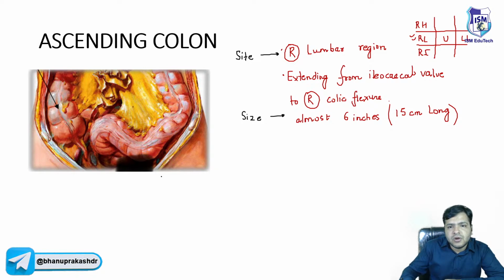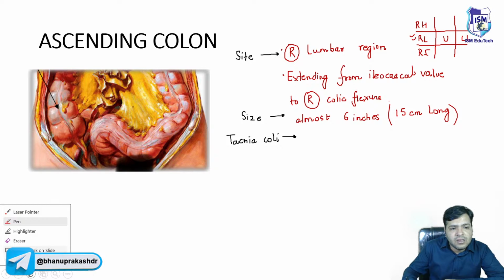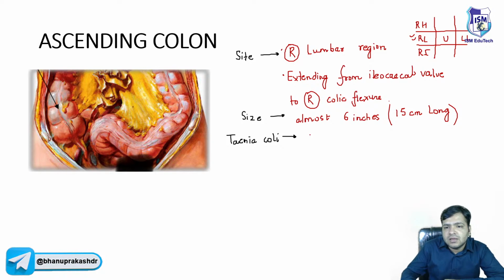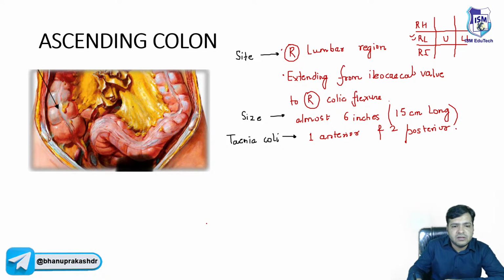Coming on to the third point, the tinea coli. I've already discussed the cardinal features yesterday. So remember, there are 3 tinea coli present: one anterior and two posterior.